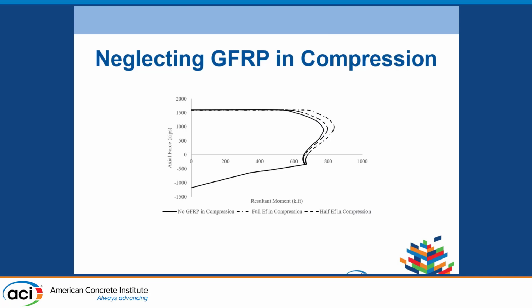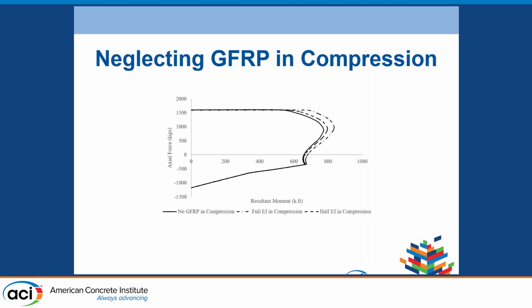Now we also tested the other recommendation from ACI, which is to neglect GFRP in compression. So our solution was following ACI 440.11-22, and that basically recommends to neglect the GFRP action in the compression zone. So we wanted to see what the difference would be if we include the action of GFRP, and we plotted them here.